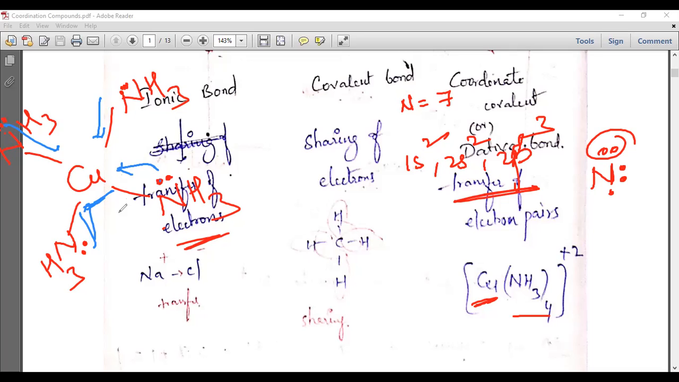So it has d orbitals, and there is a vacancy in its d orbitals. So this copper can easily accept the electron pair from the nitrogen. Hence, this particular complex is called a coordination compound.